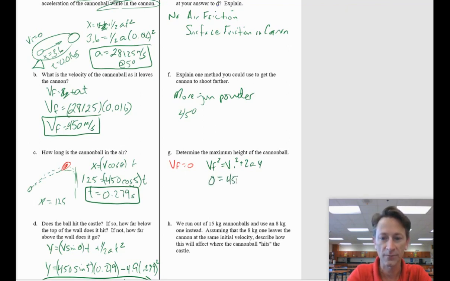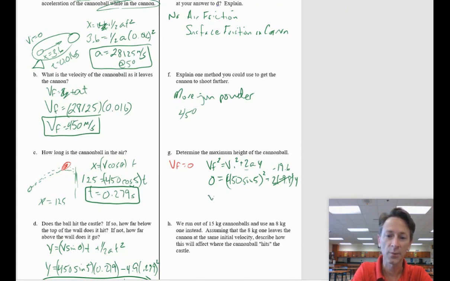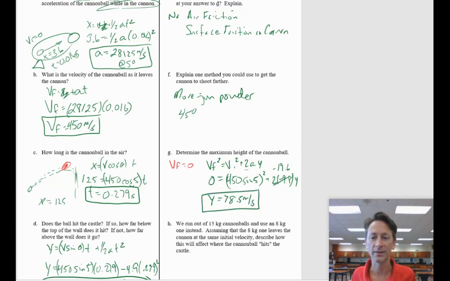The initial velocity is that 450 times the sine of 5. Don't forget to square it, plus 2 times a negative 9.8, which ends up being negative 19.6, times the y displacement. So do this term, take it to the other side, divide it by the negative 19.6, and you end up with a y value of 78.5 meters per second. And so that's how high the cannonball is going to go.